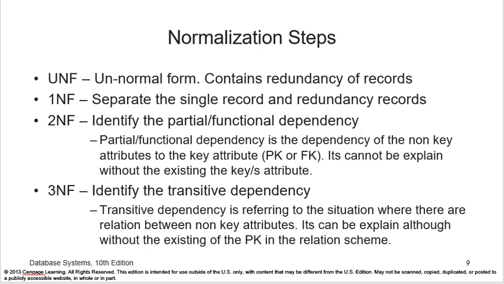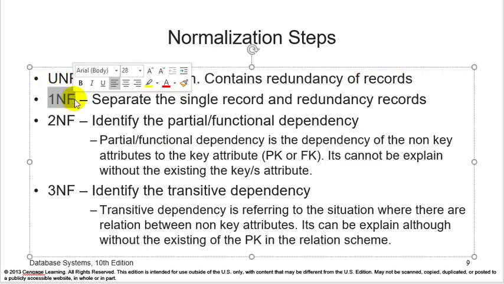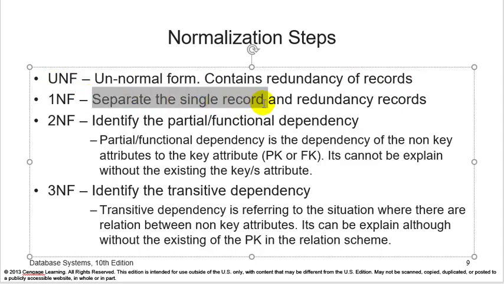This slide shows you the normalization steps. We start with UNF. UNF is the unnormalized form. In this stage, the table contains redundancy of records. In the first normal form, we will separate the single records and redundancy records.